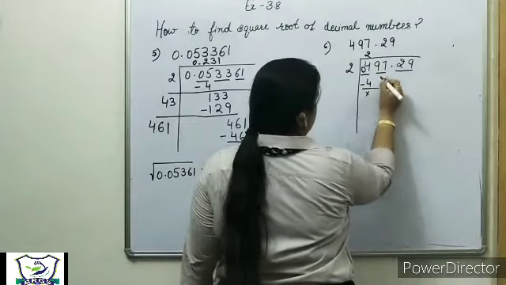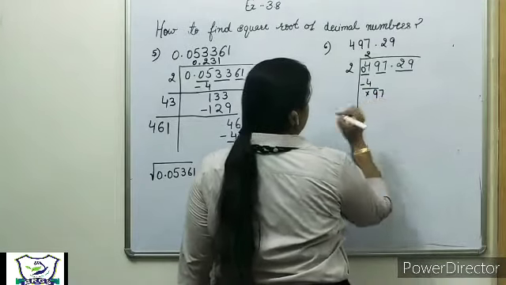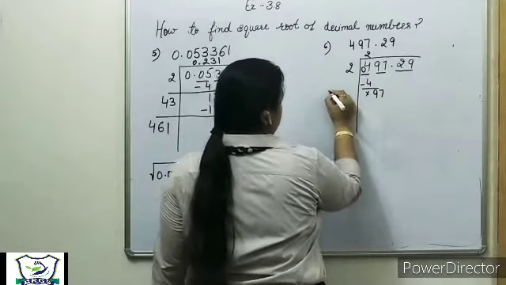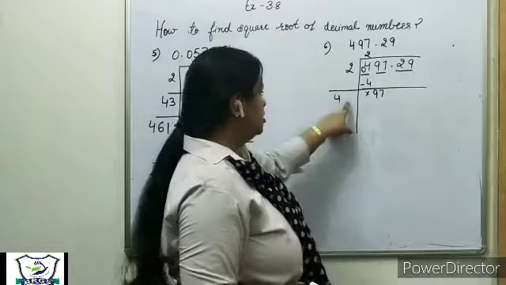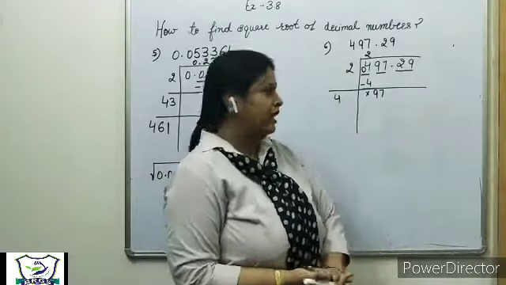minus 0, 97 down, 2 plus 2, 4. So which digit should I use with 4? Let's check.